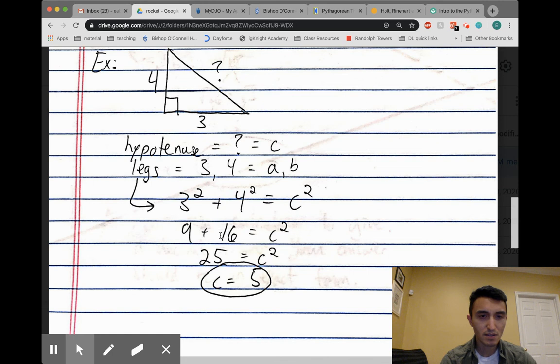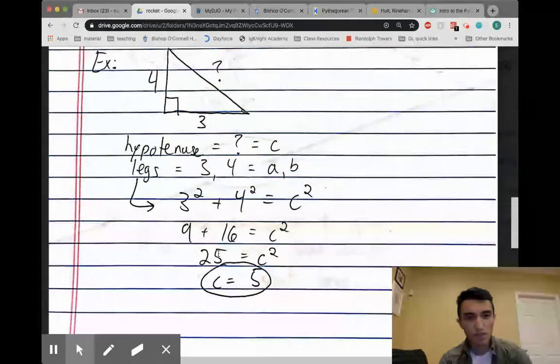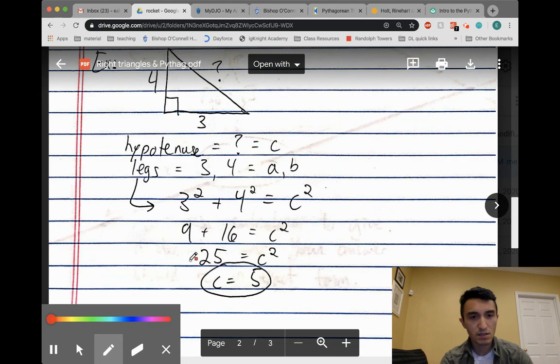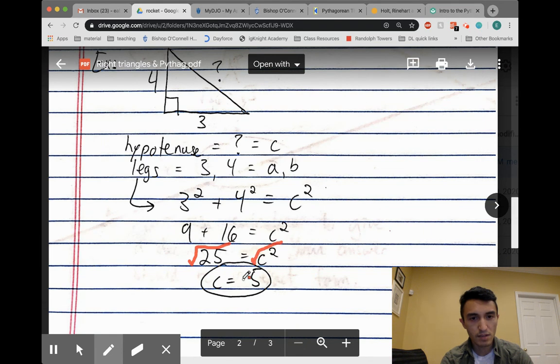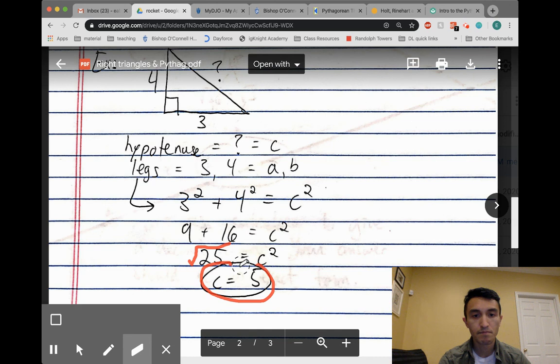9 plus 16, and this is mostly mental math. 9 plus 16 equals C squared. That means C squared equals 25. And then the last thing you have to do is take the square root, and then C equals 5. And obviously, when you take the square root, you can get -5, but we're dealing with lengths of a triangle, and lengths can't be negative. You can't have a triangle with a hypotenuse that's -5 centimeters. That doesn't make sense. So the answer is +5. Just keep that in mind. So that's that. Not too bad, hopefully.